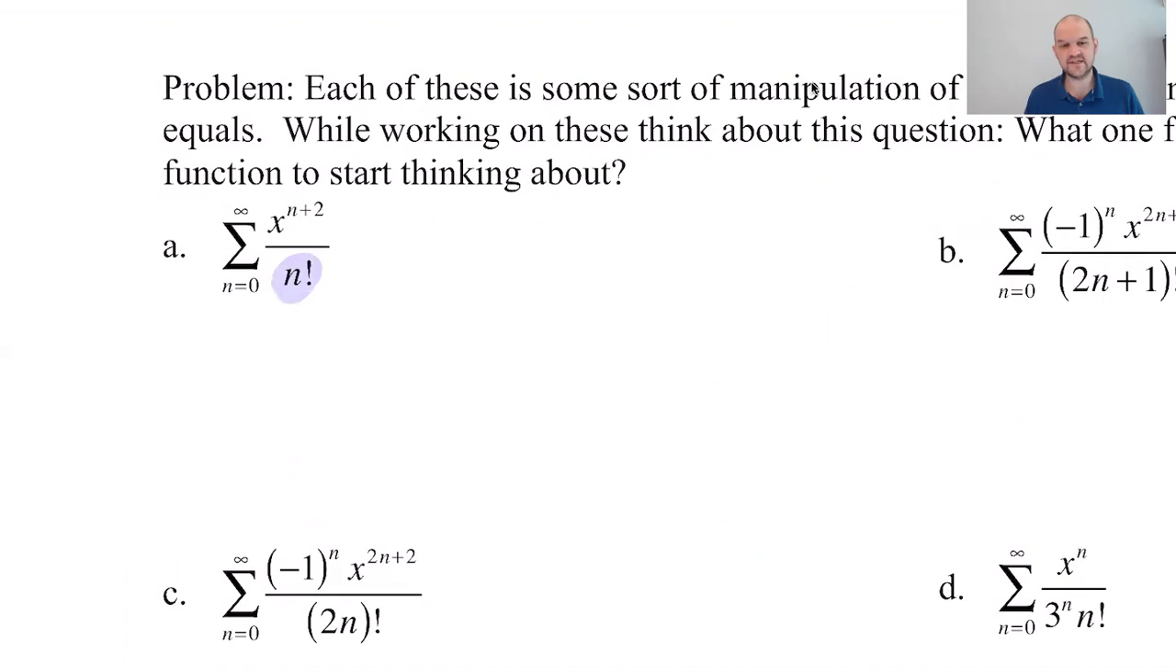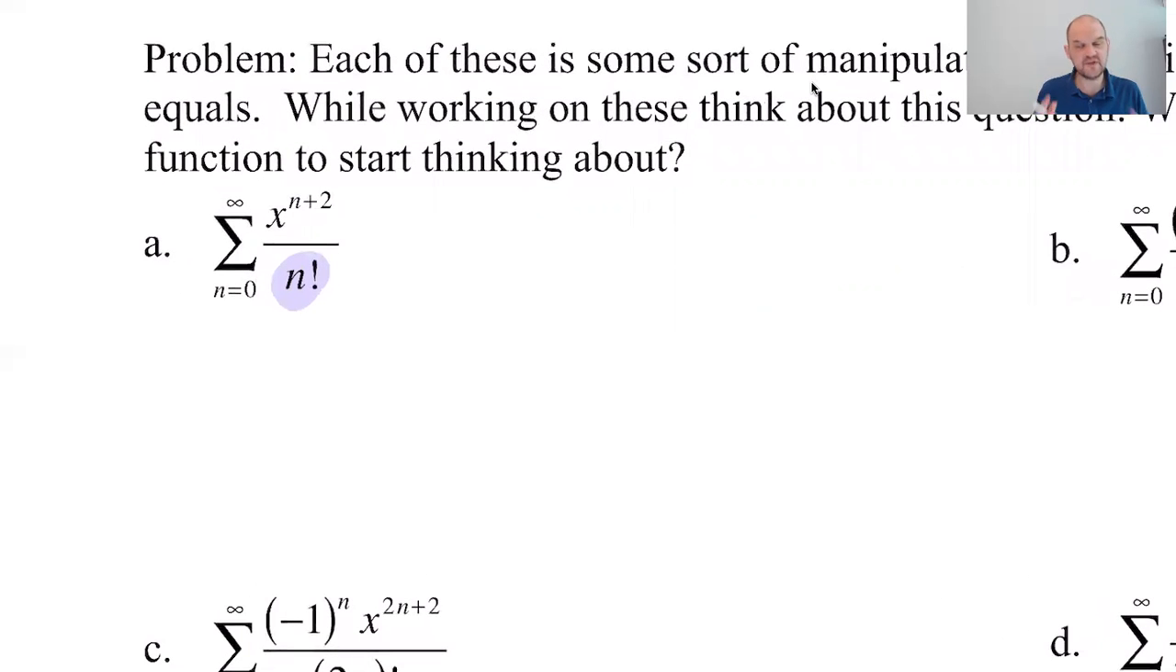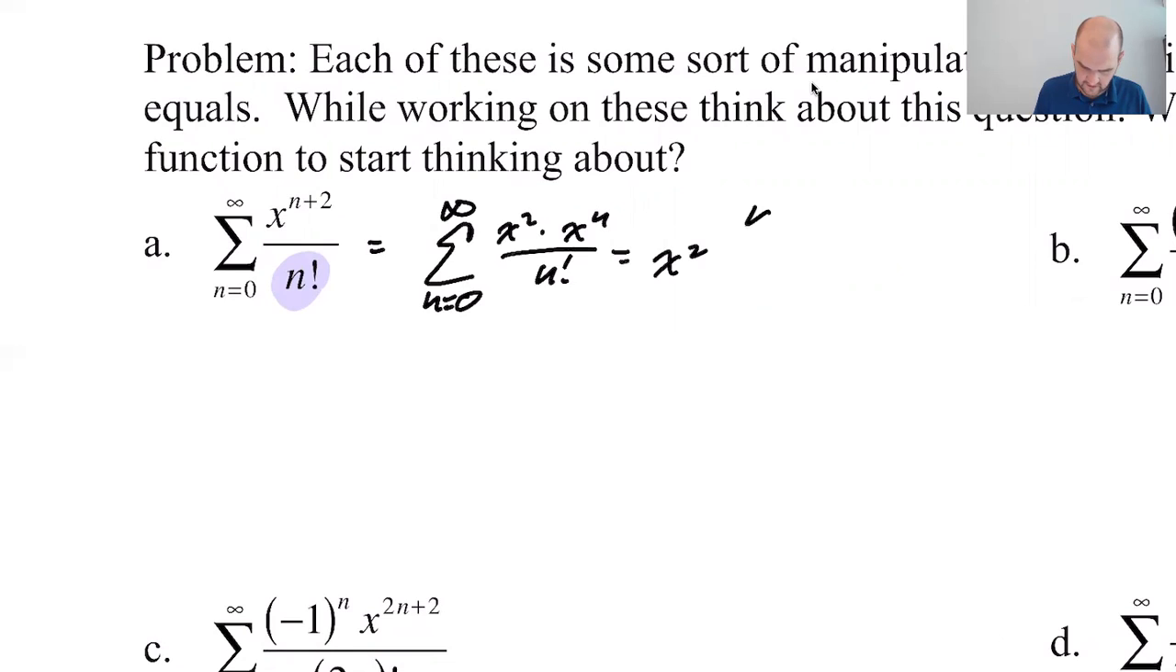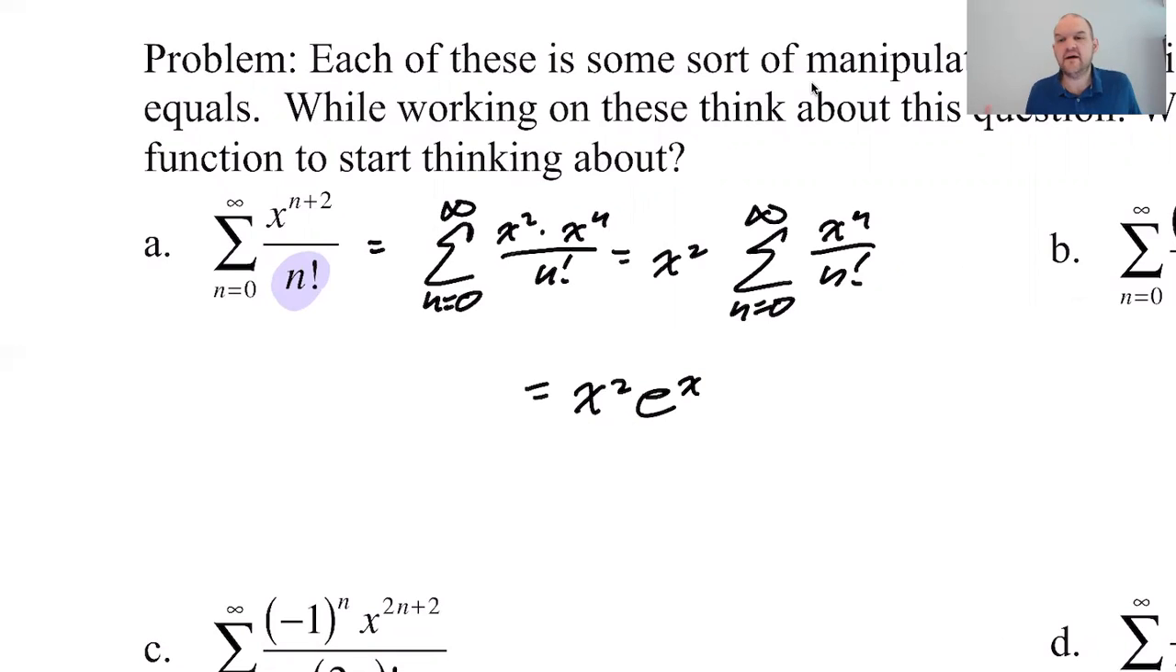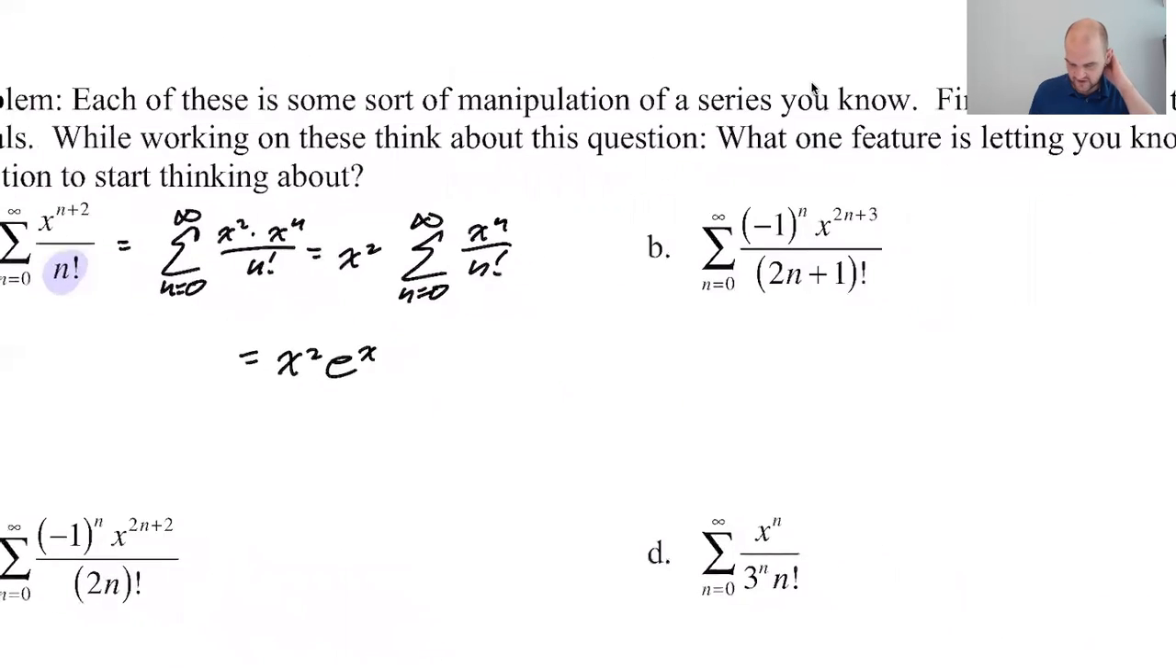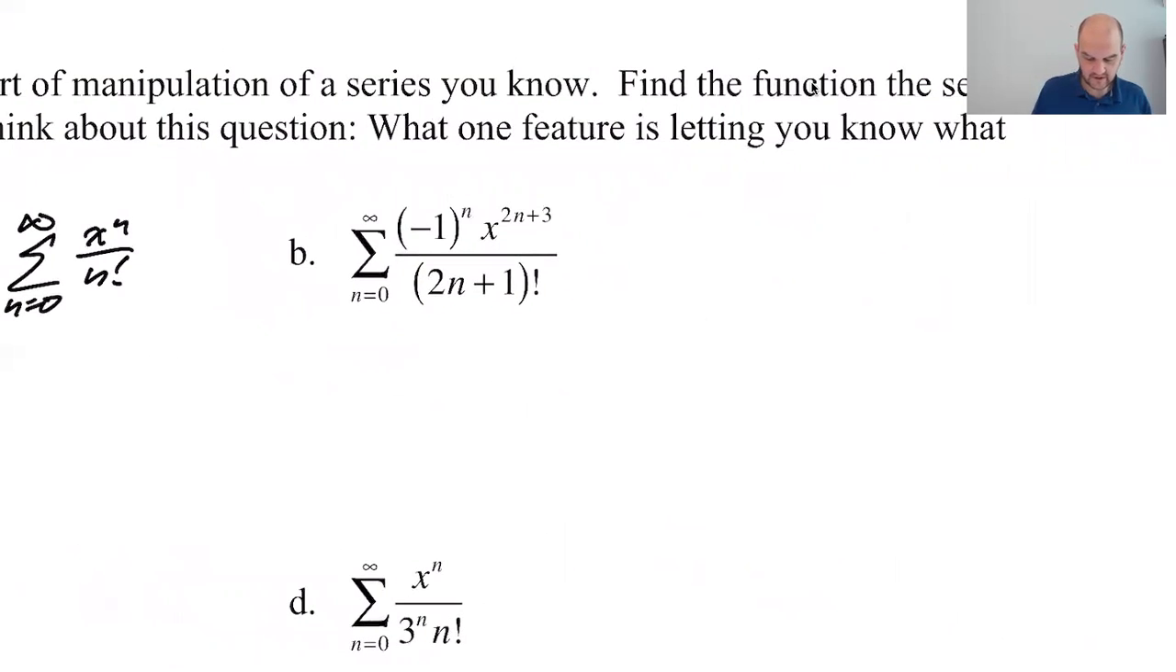Here, I'm immediately thinking this must be e somehow. If it's going to be e, then it should be x to the n over n factorial. Anything else is just kind of in the way. So I will rewrite it as x squared times x to the n over n factorial, which is x squared e to the x. And that's what you have to do. I always focus on the denominator.